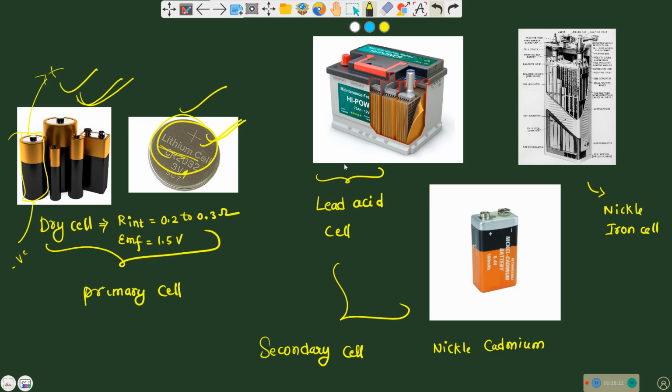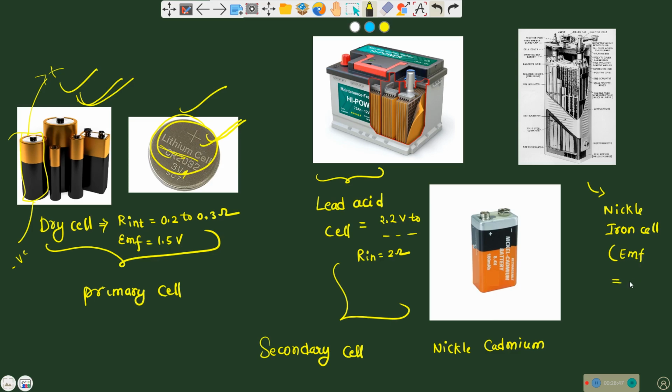Lead acid cell. The EMF of this battery will be from 2.2 volts and so on. It will have an internal resistance of 2 ohms. If I talk about the nickel iron cell, what is the EMF?